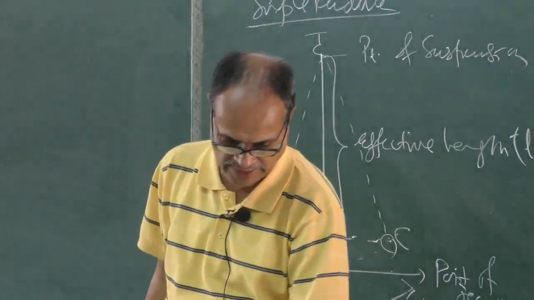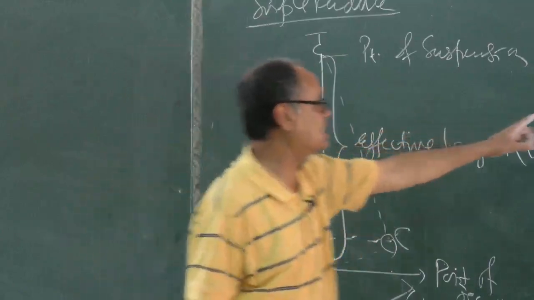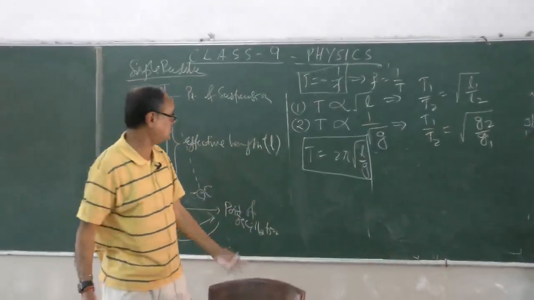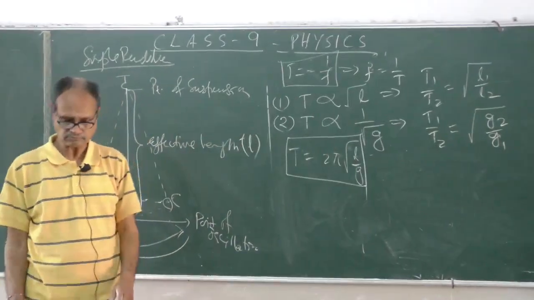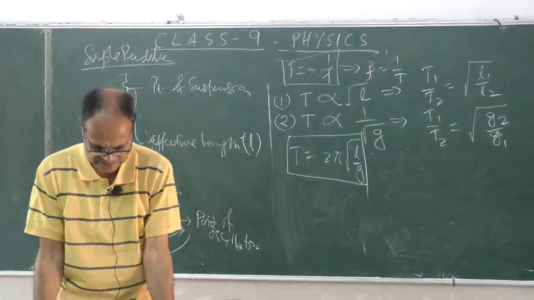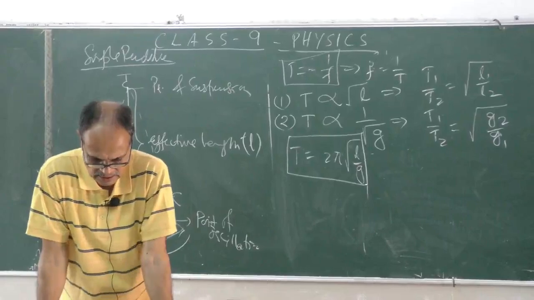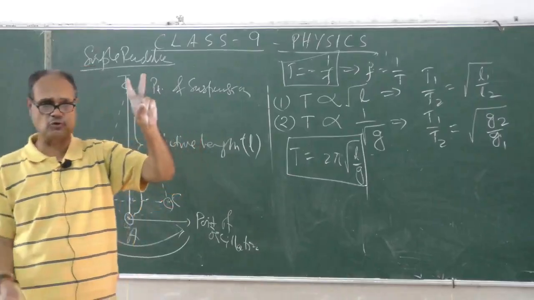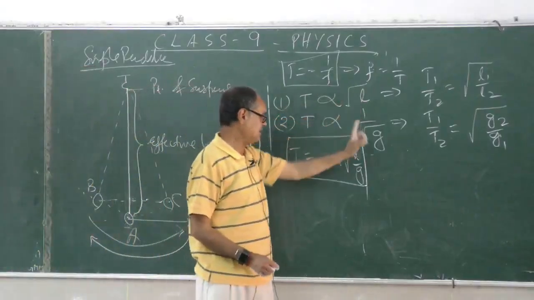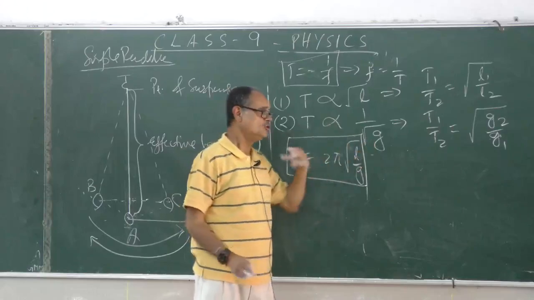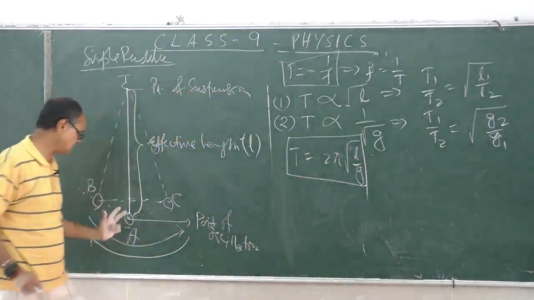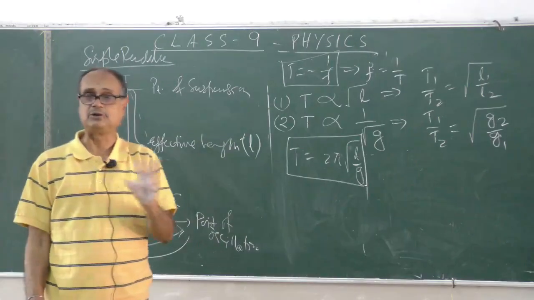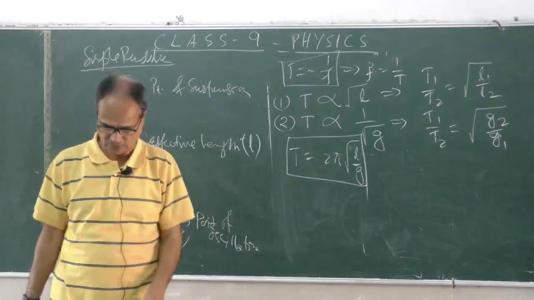It depends on these two factors, g and L, directly and inversely. And two factors it doesn't depend on: the mass of the bob, and also how much it is swinging on either side, that is, the amplitude. So two points it depends on, effective length and acceleration due to gravity. Two points it doesn't depend on, the mass of the bob and the amplitude, how much displacement. Small amplitude gives you the correct value.